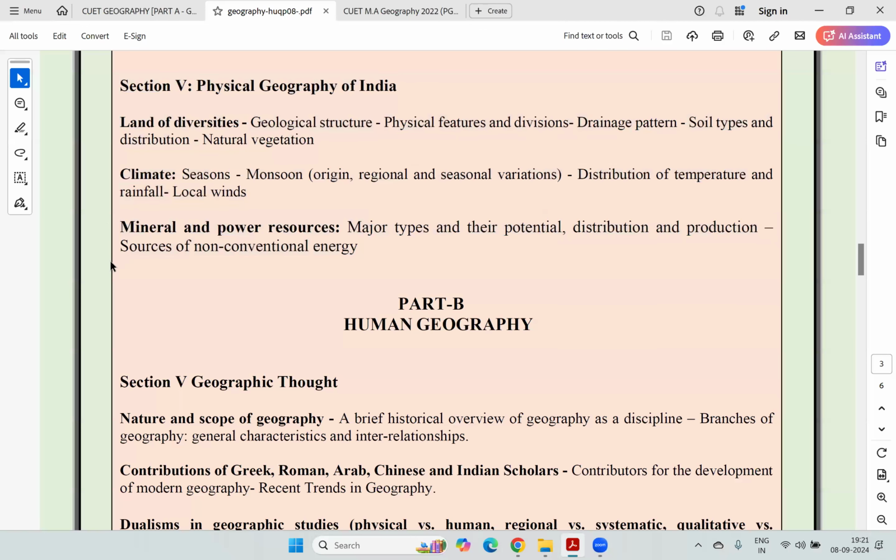Why? Because no matter what exam you are giving, competitive exam you are giving, whether it is CUET or any other civil or any other competitive exam, you will always have questions on two things. You will always have questions on India, and you will always have questions on the environment.